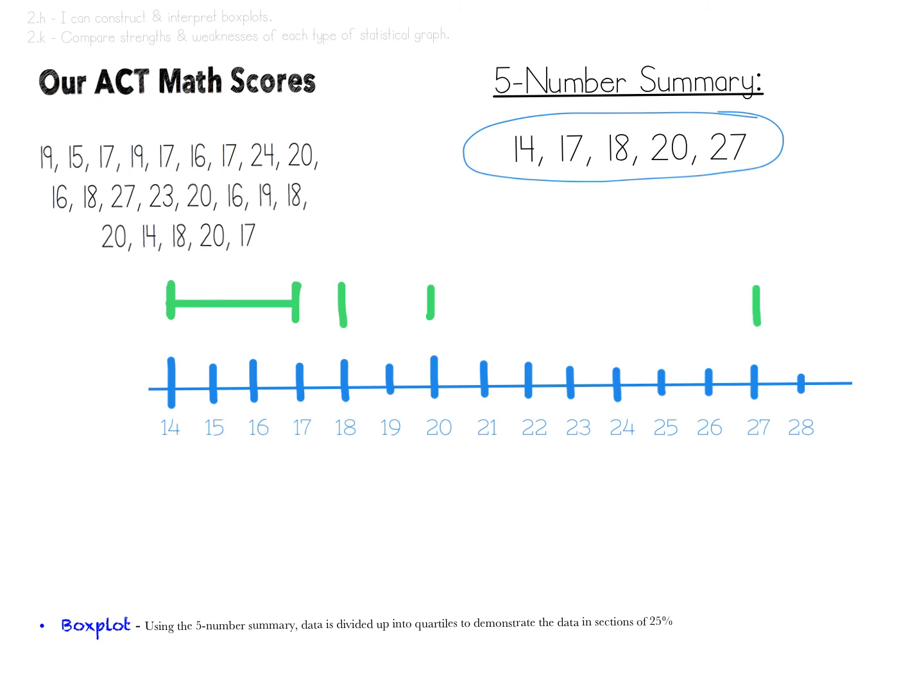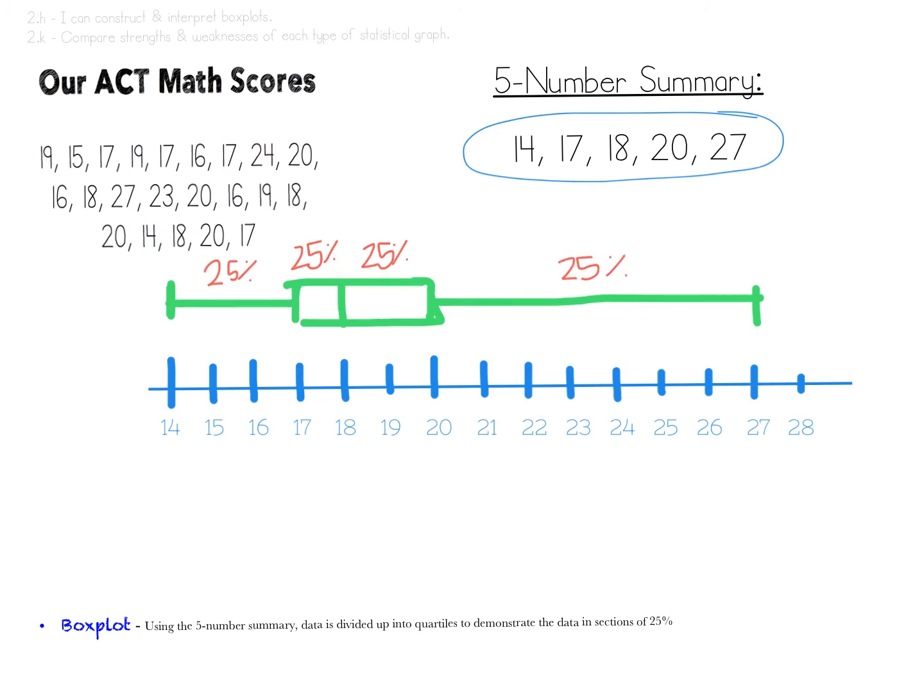And I connect the whiskers, and I make the box. And there is my box and whisker plot. So what this tells me, and this is really important that you understand, is that 25% of my data, since we divided it into quartiles, into 4 even parts, 25% of my data is there, 25% of my data is there, 25% there, and 25% here, because you will be asked questions about interpreting this.